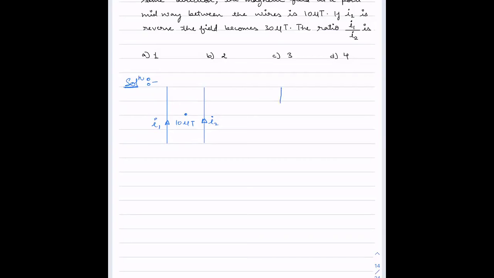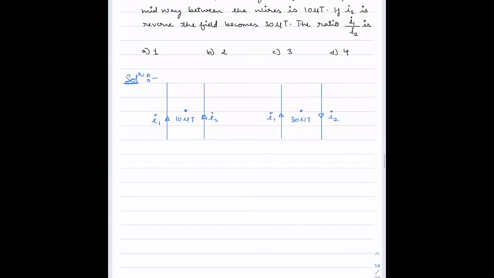Now, when one wire has the same current in the same direction, but the second wire has a current I2 in the opposite direction, then the magnetic field somewhere in between is 30 microtesla. Now, in both the cases, the magnetic field value is given to me. In the first case, the net magnetic field that you have got is due to B1 minus B2. And in the second case, the net magnetic field that you have got is due to B1 plus B2.